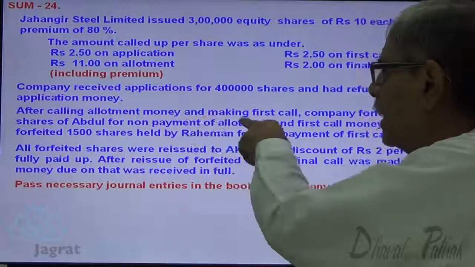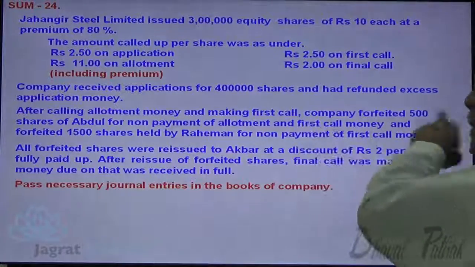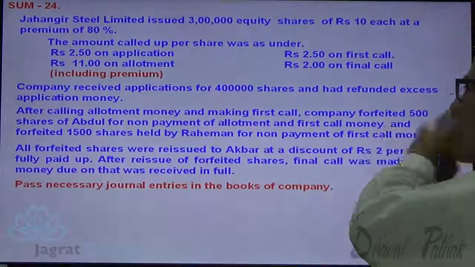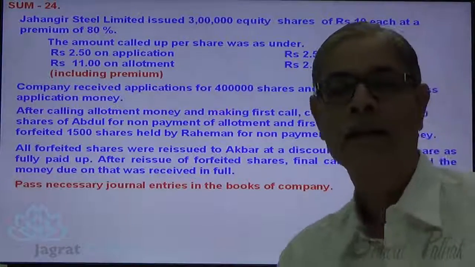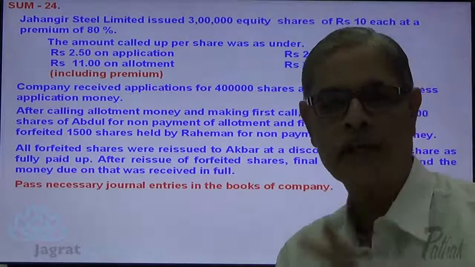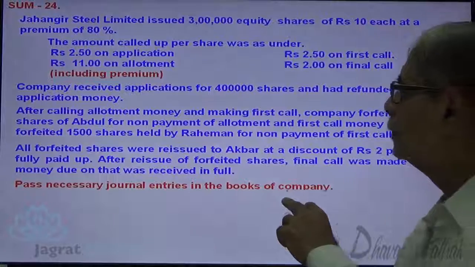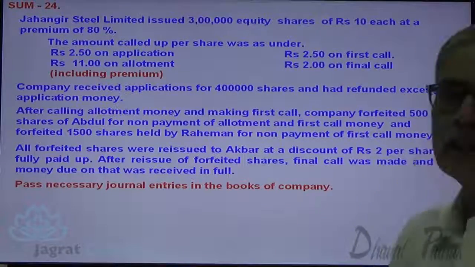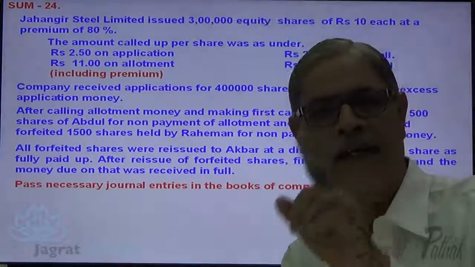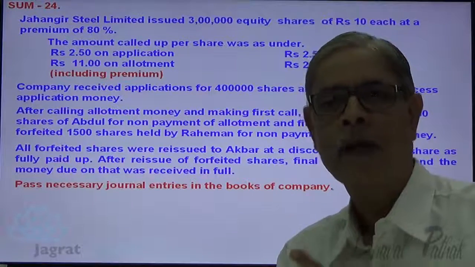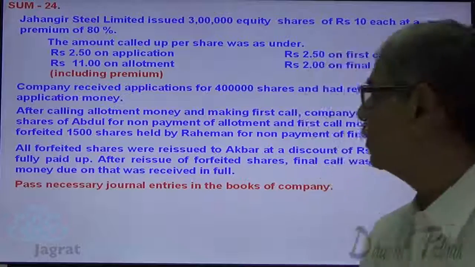After calling allotment and making first call, company forfeited 500 shares of Abdul for non-payment of allotment and first call money. Now, Abdul is one shareholder who was allotted how many shares? 500 shares. Has not paid allotment money, has not paid even first call money, and his shares are forfeited.